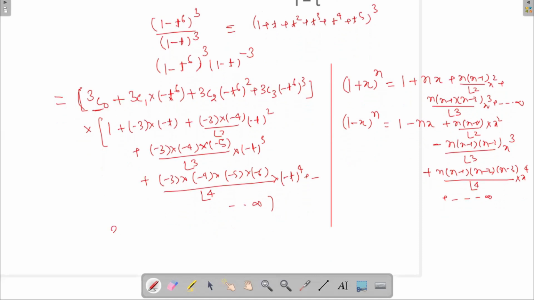So 3C0 and this entire thing will become plus. You could write it as 3 into 4 into 5 into 6 upon 4 into 3 into 2 into 1. Then look at what you're getting here. 3 into 2 will be gone, 4 into 4 will be gone, 3C0 will be 1 and 3 into 5 will be 15. So 15 will be your answer over here. This is the way you could do it.